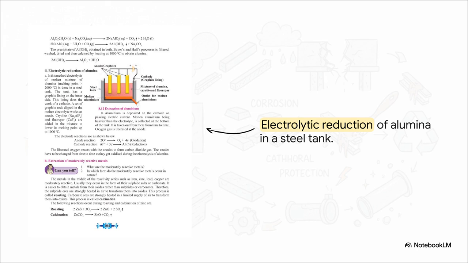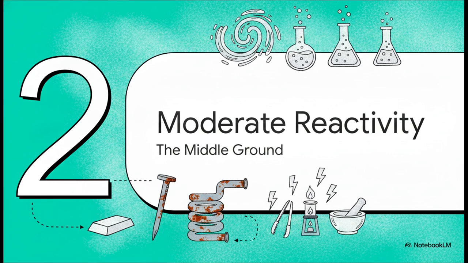Inside this steel tank, the inner graphite lining acts as our cathode. When we pass a strong electric current through this incredibly hot bath, the pure, heavy molten aluminum is collected right at the bottom. It's a brilliant display of using electricity to break powerful chemical bonds. Section 2. Moderate and less reactive.